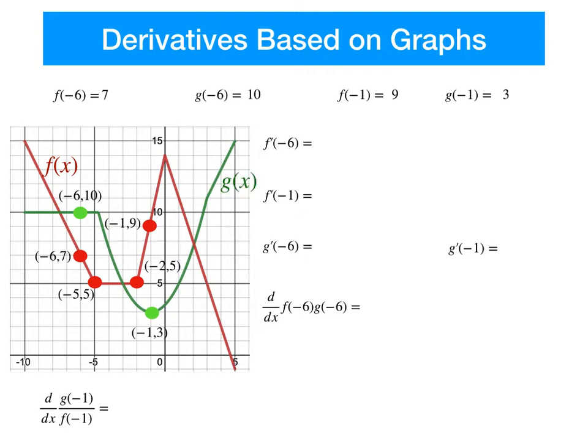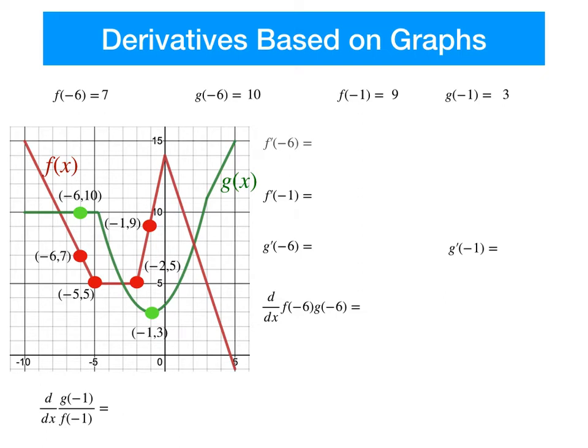Using these two graphs, we're going to find the derivative of f of x and g of x at a certain point, also the derivative of the product of f of x and g of x, and the quotient of f of x and g of x at a certain point. Well, let's first start with the function values of f of x and g of x at some points. For example, f of negative 6 equals 7, g of negative 6 is 10, f of negative 1 is 9, and g of negative 1 is 3.